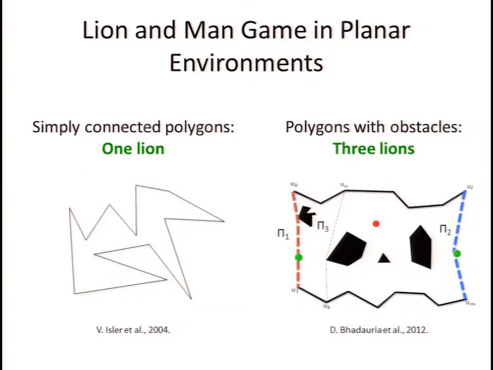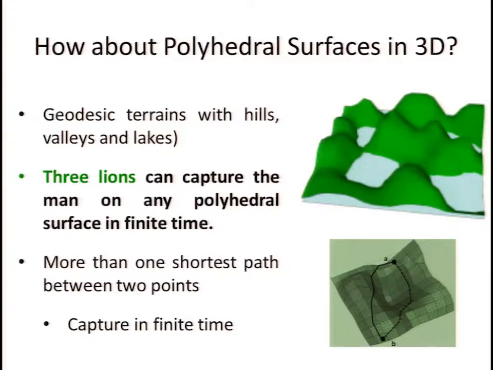But little is known when we go to higher dimensions, polyhedral surfaces in 3D. For example, geodesic terrains that have hills, valleys, and even lakes that can model obstacles on the surface. In this paper, we show that we can capture the evader in finite time on any polyhedral surface.